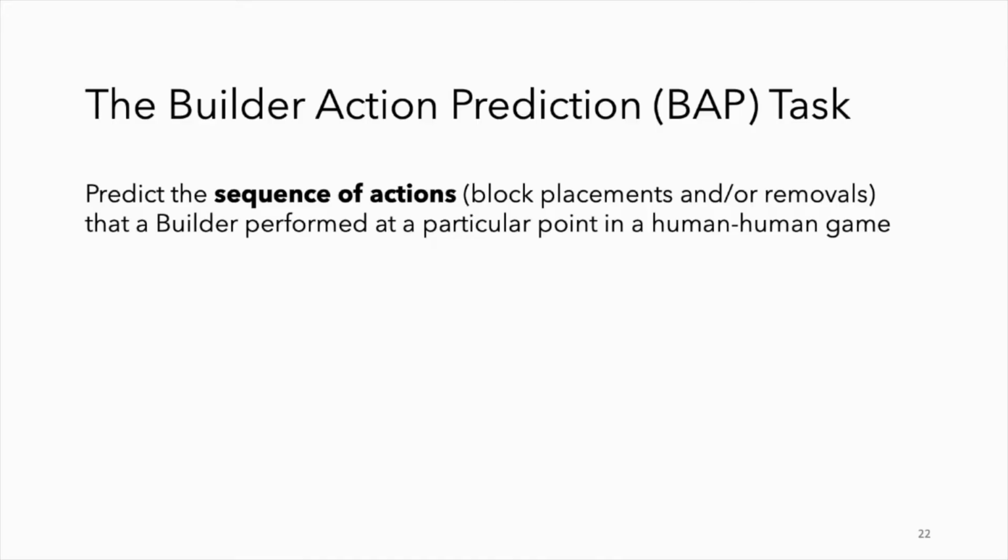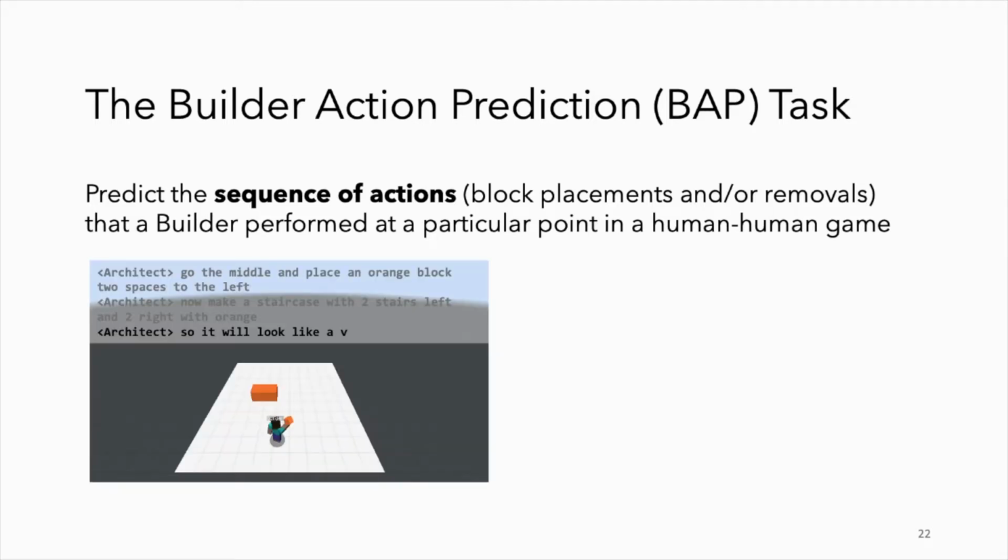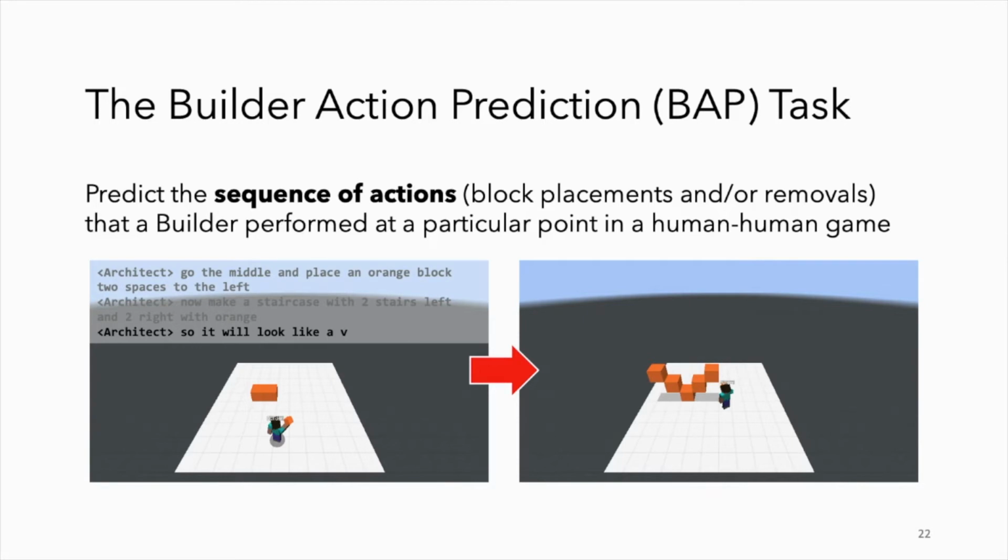In this paper, we introduced the builder action prediction task. The task here is to predict the sequence of actions, block placements, or removals that the builder performed at a particular point in a human-human game. So if our input was something like this point in the game, where the architect instructs the builder to build a V-shape, our output should be the action sequence that leads to this structure.